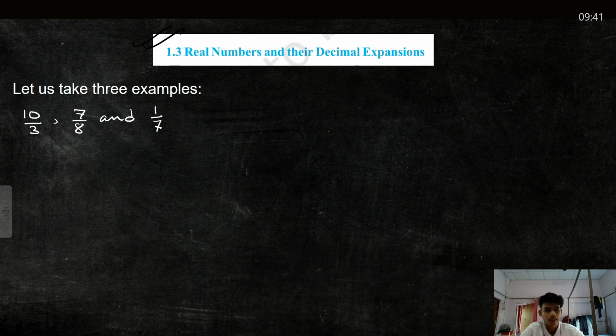Now, to explain this, take three rational numbers such as 10 by 3, 7 by 8, and 1 by 7. Now we are going to simplify or find out the decimal expansion of these three numbers.